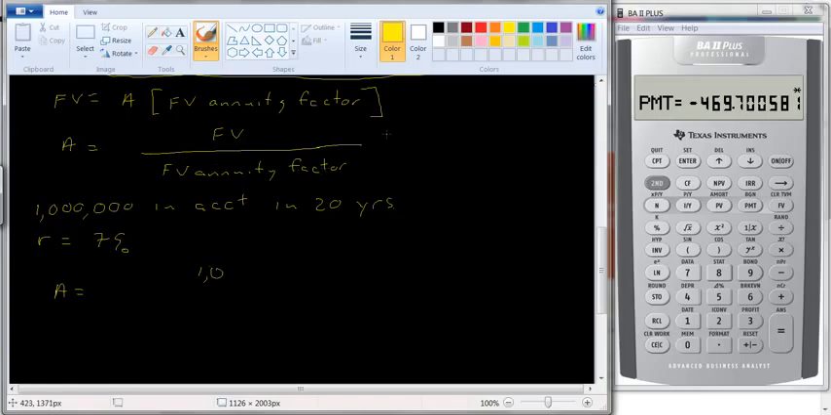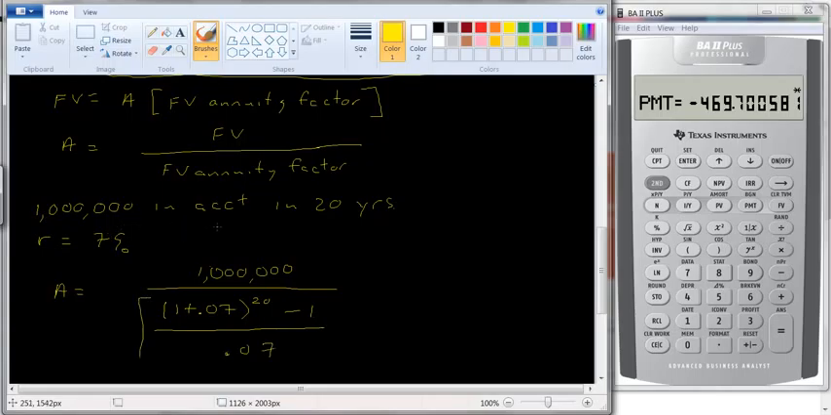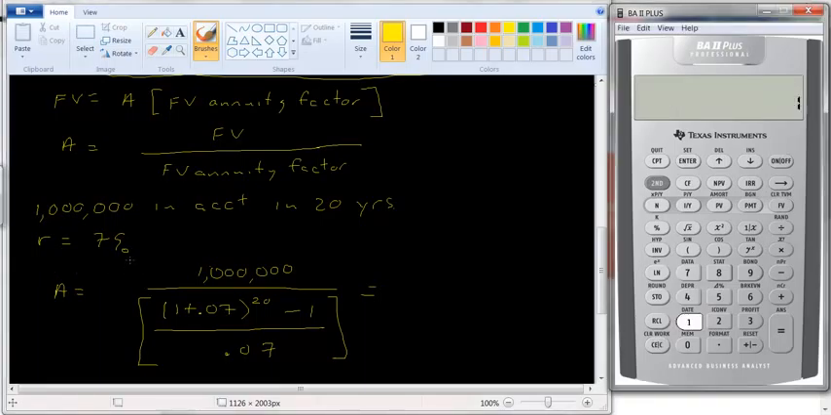So using this formula, we get 1 million divided by, and the future value annuity factor is the future value factor minus 1 divided by the interest rate. So it's going to be 1 plus 0.07 raised to the 20th power minus 1 all divided by 0.07. And I'll put that in brackets there. So let's work that out. And then we'll use the financial calculator to check ourselves.